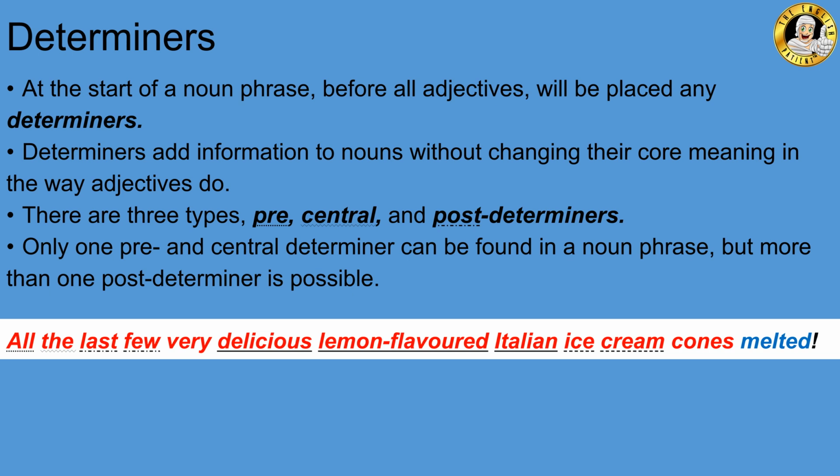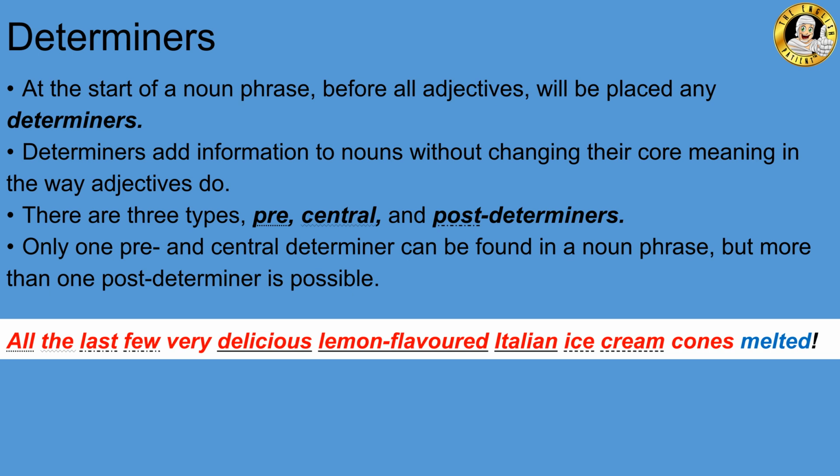So now we're going to use a particular style of underlining to show the different kinds of determiners. For predeterminers, we're going to have a very closely dotted line. For central determiners, we've got the squiggly underline. And for post determiners, we've got a dot and a line, a dot and a line. So in the example here, you can see: all the last few very delicious lemon flavored Italian ice cream cones melted. Okay, so the head noun is cones.